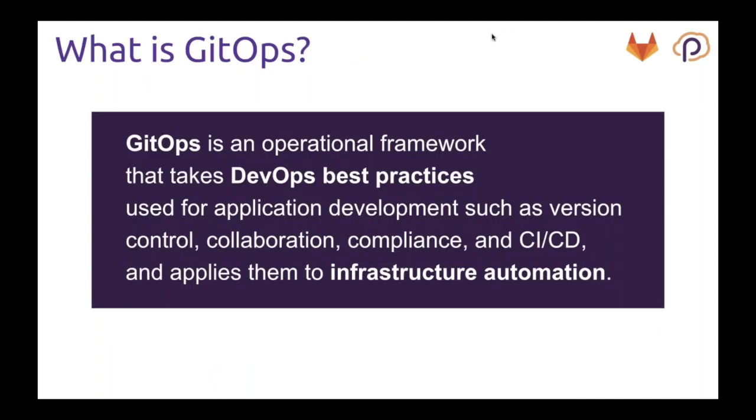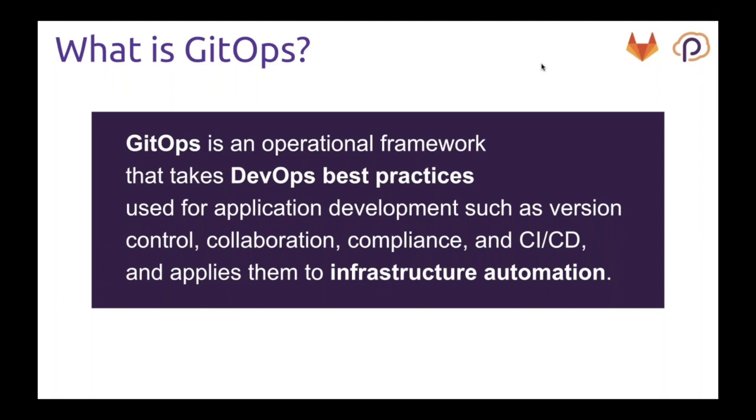So to kick things off, just to give a quick definition, what is GitOps? This is kind of a newer term. There's probably a lot of different definitions and practices floating around, but this is how we define GitOps. It's an operational framework. You take DevOps best practices that you use for application development, like version control, code collaboration, and code review, all of your compliance and auditing that you get from your version control, and automation using something like CI/CD.